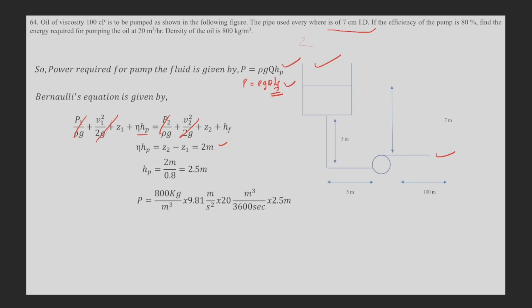Now P is equal to rho g Q Hf, or Hp in case of pump. So see, kg meter per second square, what is this? This is Newton. Meter cube and meter cube will cancel. Second into meter. So Newton meter is joule. Joule per second is watt. So it will give 109 watt.